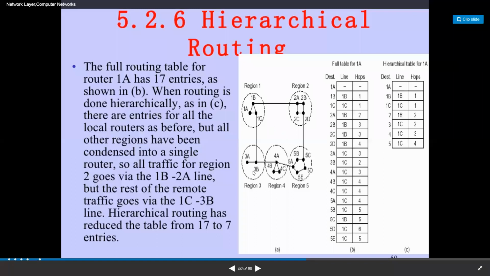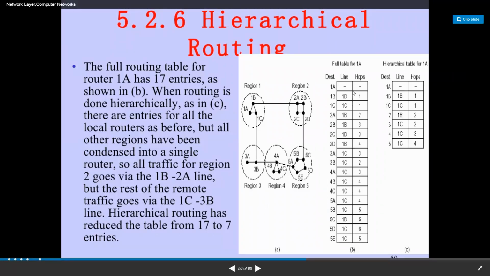Now 1A to 5. You need to calculate from all possible sides and always take the shortest value. 1A to 1C, 1 hop, 1C to 3B, 2, 3 and 4. 1A to 5, region 5 is 1C and the hops will be 4. Okay, this is the hierarchical table for 1A.